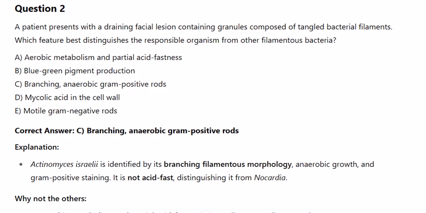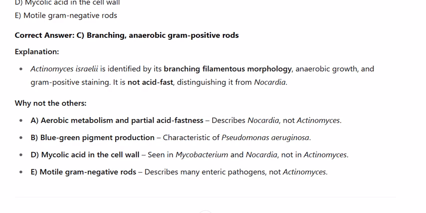Explanation. Actinomyces israelii is identified by its branching filamentous morphology, anaerobic growth, and gram-positive staining. It is not acid-fast, distinguishing it from Nocardia. Why not the others? A. Aerobic metabolism and partial acid fastness describes Nocardia, not Actinomyces.